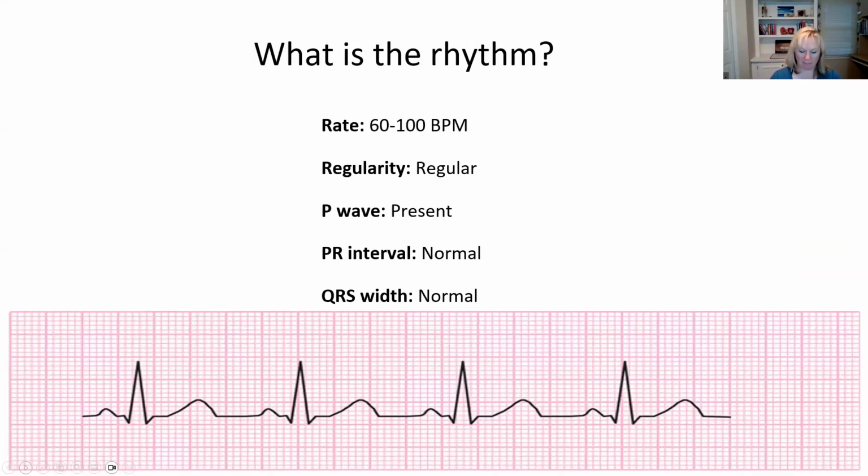So in the meantime, let's talk about what normal looks like. So what is this rhythm called? Does anybody want to take a stab? Okay, let's see if we have any chats.